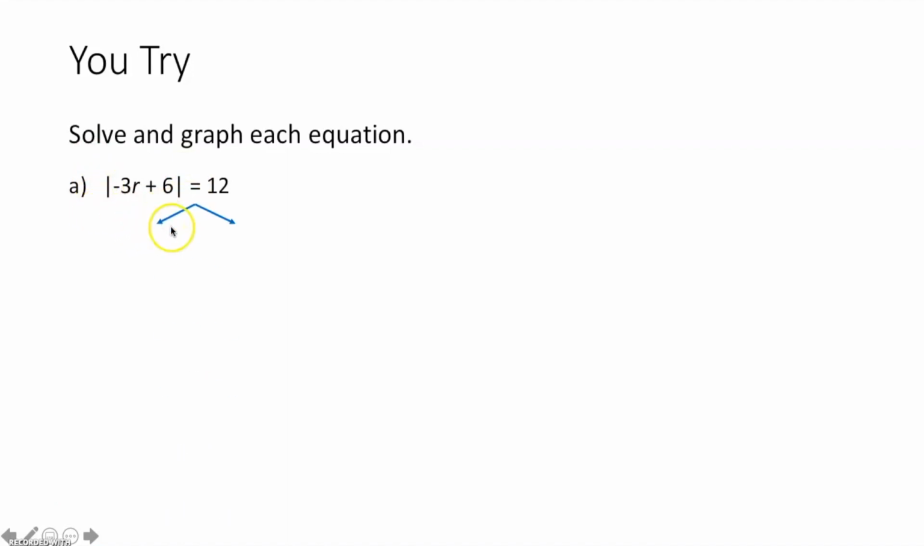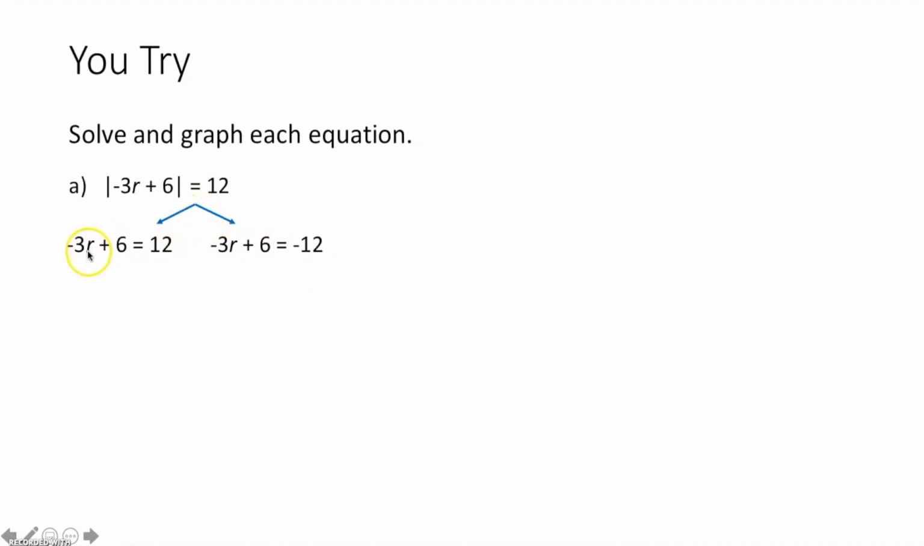Next, I need to break this into two separate equations. Whatever's inside the absolute value is going to stay the same. So it's going to be negative 3r plus 6 is equal to, negative 3r plus 6 is equal to. What's going to change is what's on the other side. So it's going to be 12 and negative 12. So we have negative 3r plus 6 is equal to 12, and negative 3r plus 6 is equal to negative 12. So what's inside the absolute value stays the same. The only thing that changes is what's on the other side. So I've broken it into two equations.